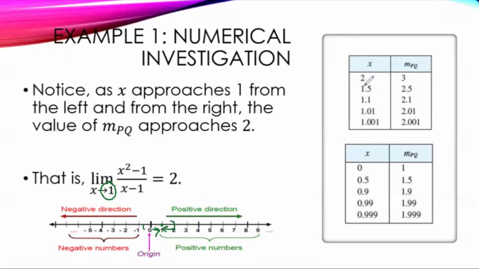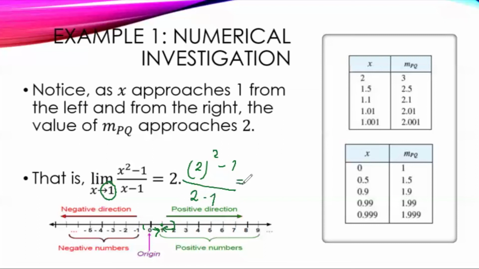Suppose our value is 2. Now, if our value is 2, all we have to do is substitute this value into the function x squared minus 1 over x minus 1. For example, 2 squared minus 1 over 2 minus 1.